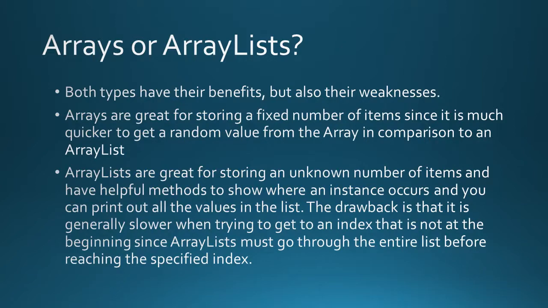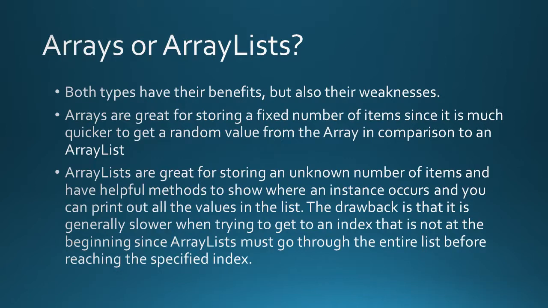And array lists are great for storing an unknown number of items and have helpful methods to show you where an instance occurs and where you can print out all the values in the list. The drawback is that they're generally slower when you're trying to get an index that's not at the beginning, since array lists must go through the entire list before reaching the specified index.